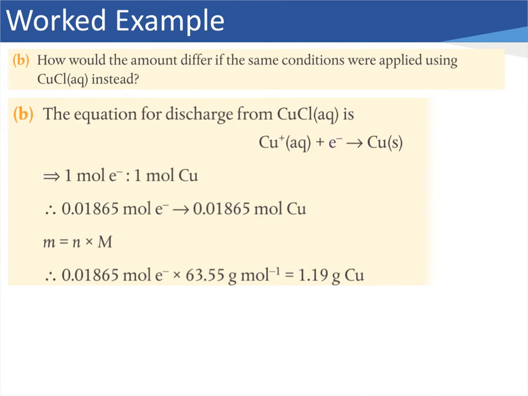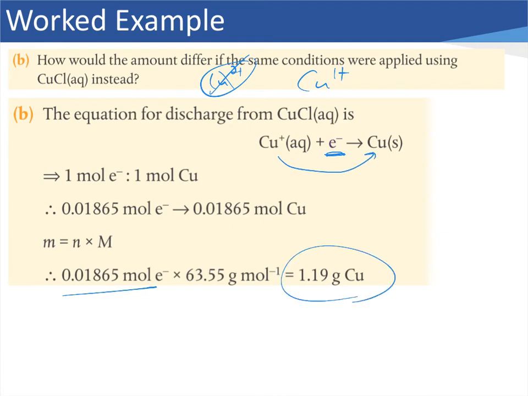Question B, how would the amount differ if the same conditions were applied using CuCl instead? Here, copper is not 2 plus, but copper is 1 plus. Since copper is 1 plus, it only takes 1 mole of electrons to create 1 mole of copper solid. So I actually have twice as much copper here. So I have 1.19 grams.